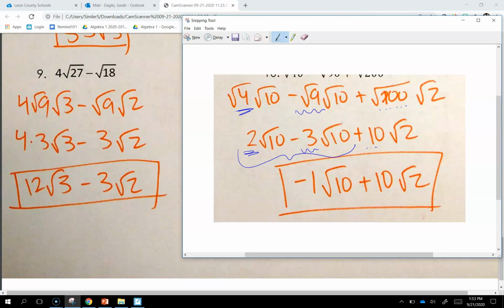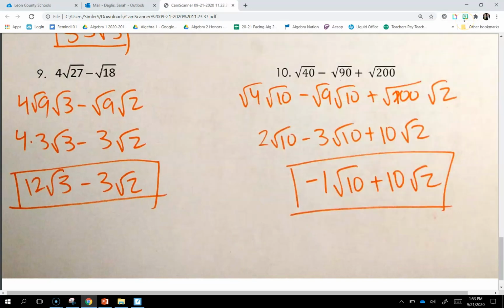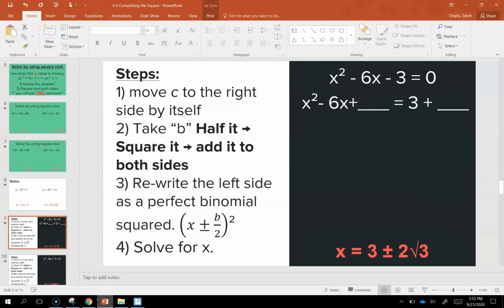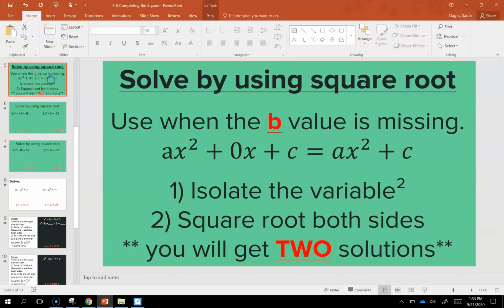So that was your homework, going over that. So make sure you check your work. If you need to fix anything and resubmit it, you can. I'm going to move on now to today's lesson.